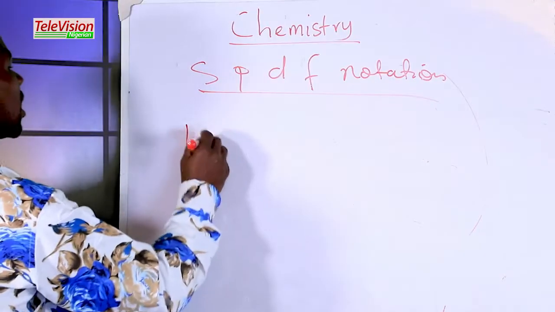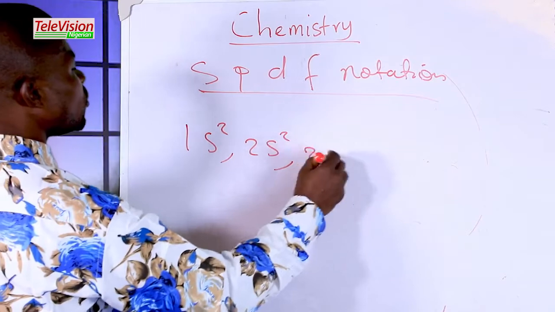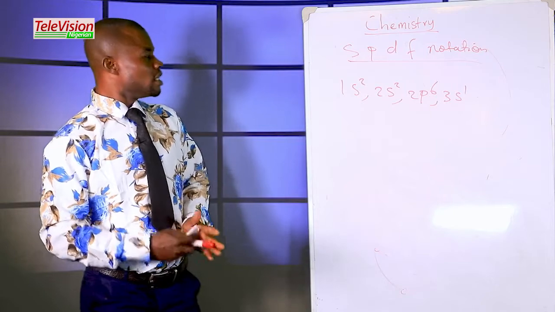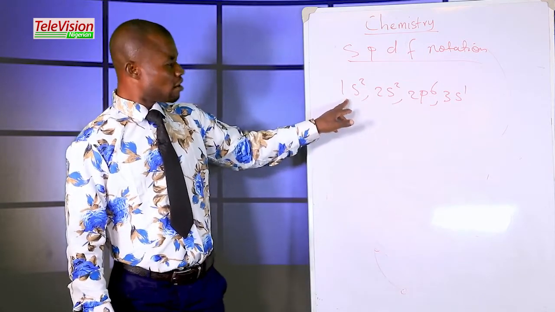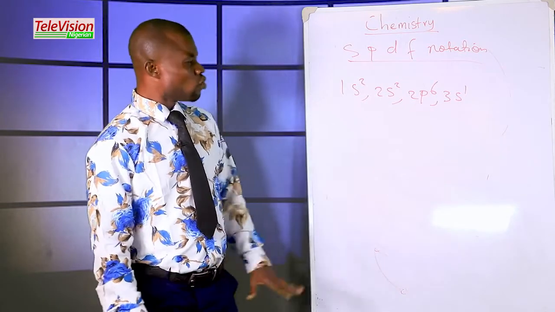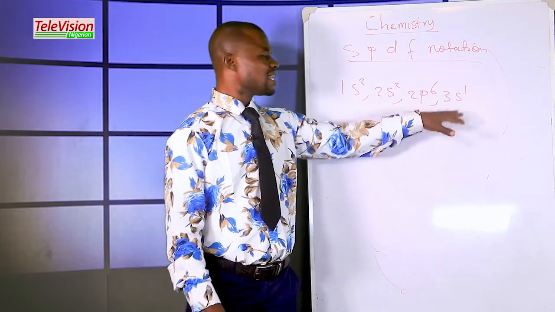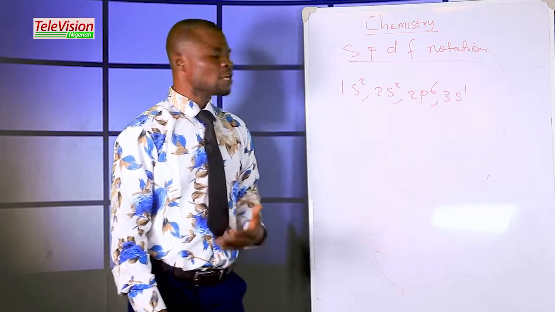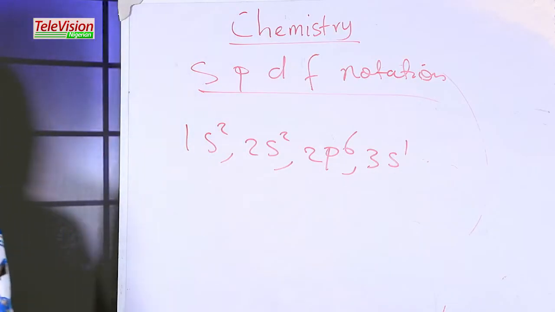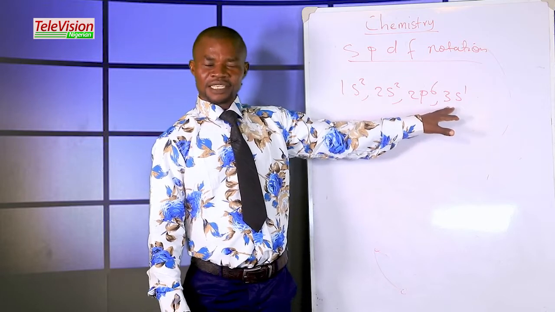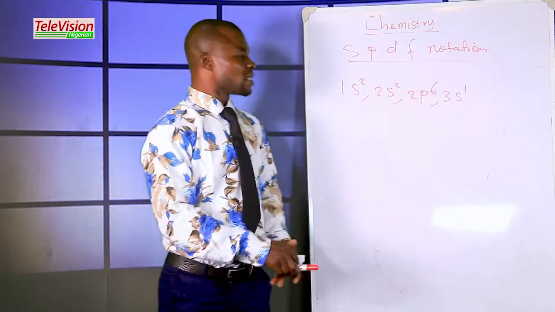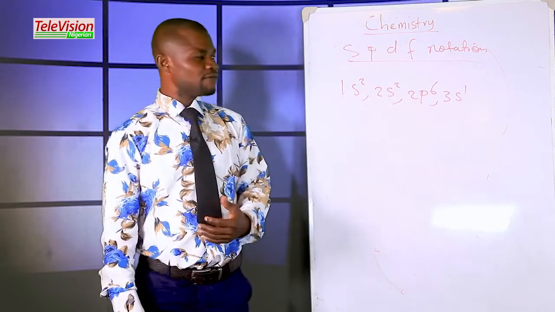For example, 1s2, 2s2, 2p6, 3s1. Is this the last S? Yes. To get the group of the element, you have to consider the last S. And if you want to know the period, you also consider the last S. The last S tells us the valence orbit. This is the valence orbit here, and that is where the group and the period are found.